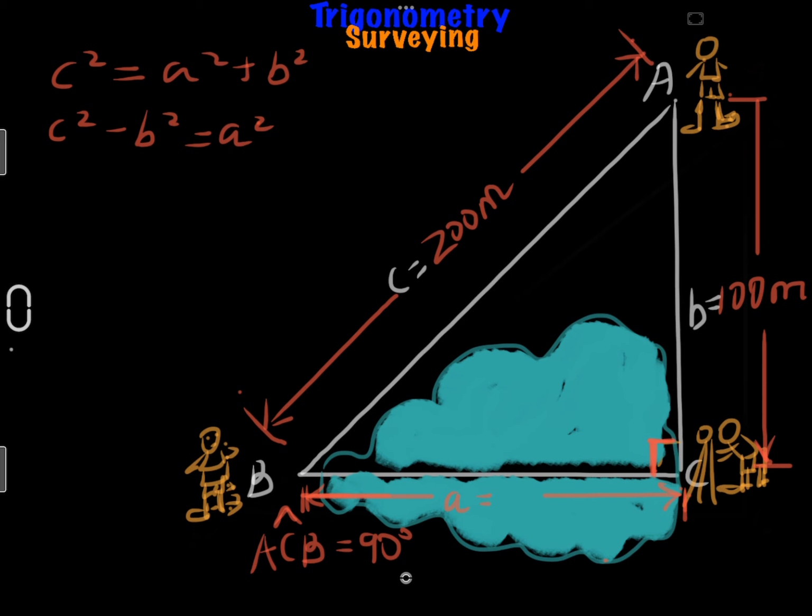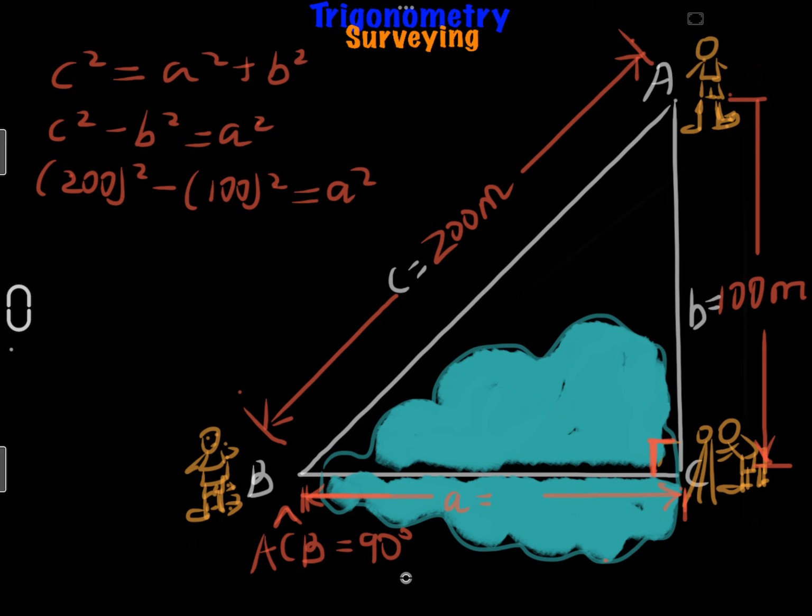a is our subject of the formula in this case, so we now need to start substituting our values to find the actual values. In this case we have 200 meters for c. In other words, we're just going to simply say 200 raised to the second power, and then substitute b squared. In this case b squared is simply 100. 100 squared is equal to a squared.